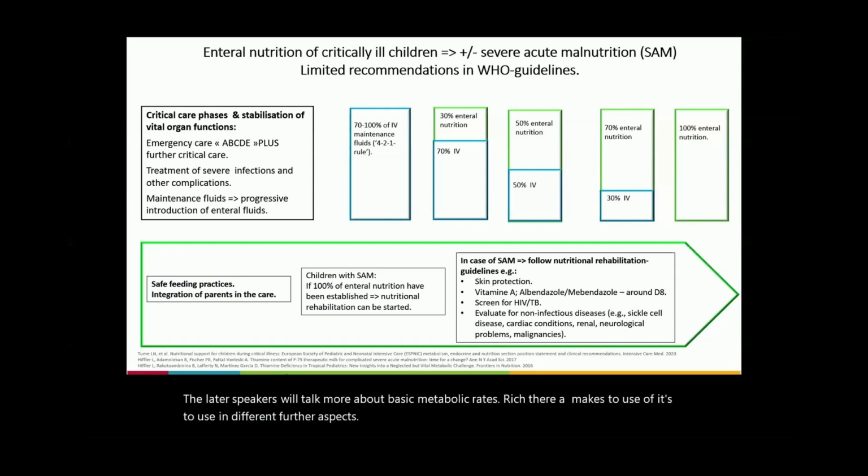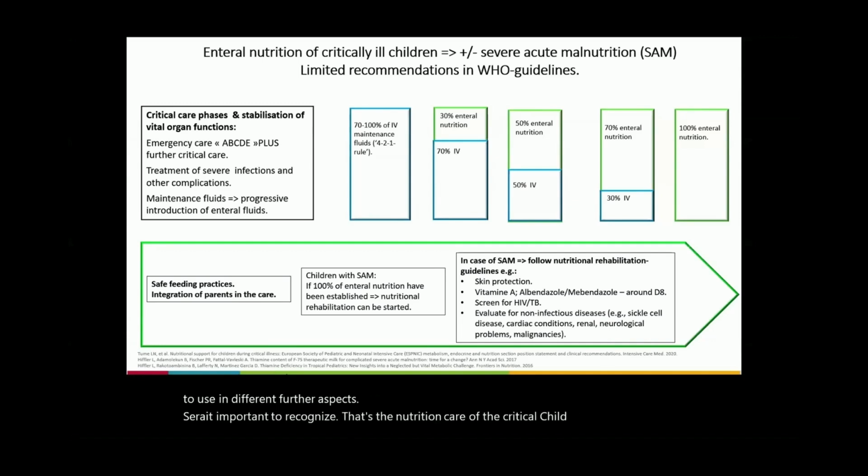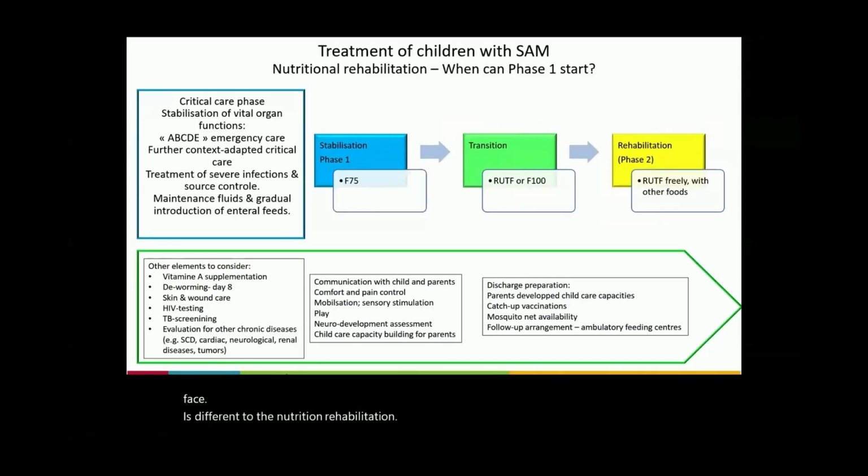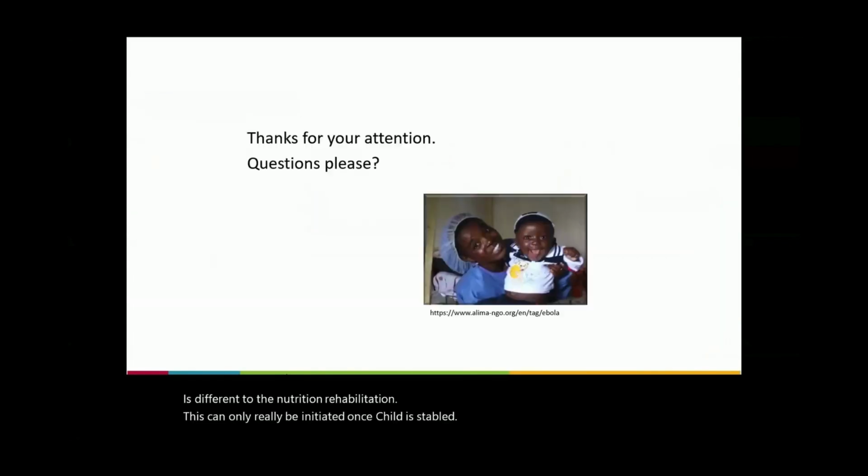So it's important to recognize that the nutritional care of the critically ill child during this critical care phase is different to the nutritional rehabilitation described by WHO for the severe acute malnourished child. This can only really be initiated once the child is stabilized. Okay, so this is this presentation. The idea was to give a quick overview on essential pediatric emergency and critical care.